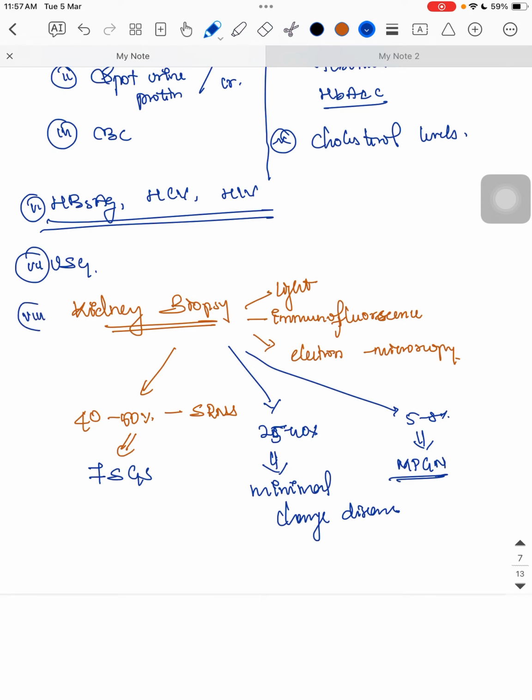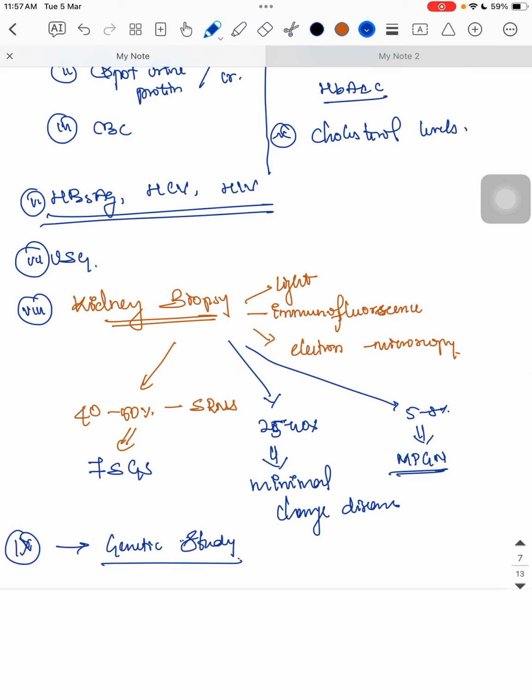The 8th one is kidney biopsy. 9th is genetic study. Whom all will you do a genetic study? So what is the difference between the indications for doing a kidney biopsy and the indications for doing a genetic test? Sorry, genetic test, not biopsy, sorry, genetic test or genetic study.